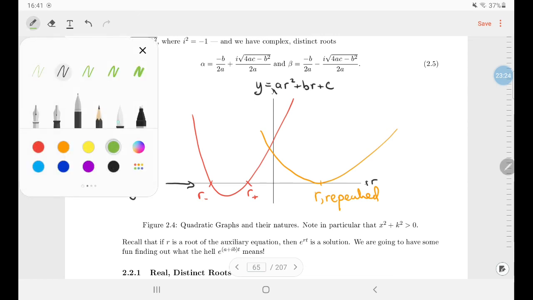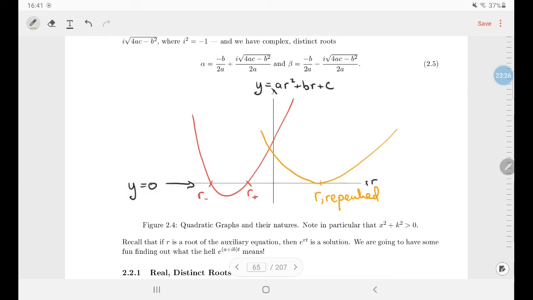Now, you can pause and think, what will happen with the complex roots? Where will the curve go? It can't cut it twice. It can't cut it once. It has to not cut it at all. So this is what the graph looks like for complex roots.